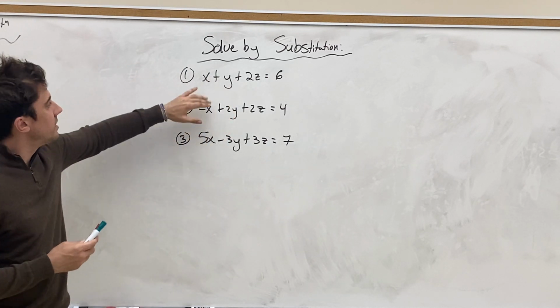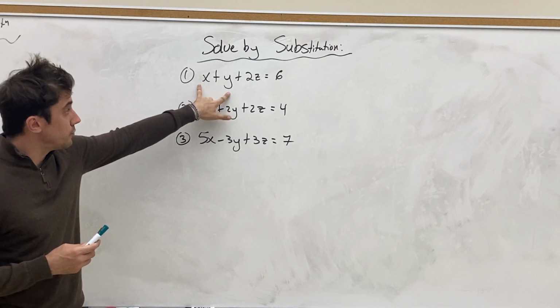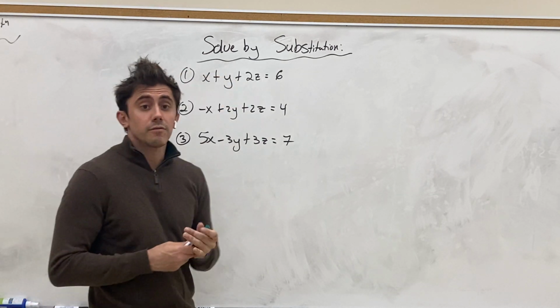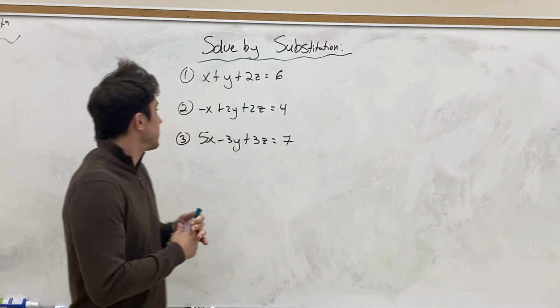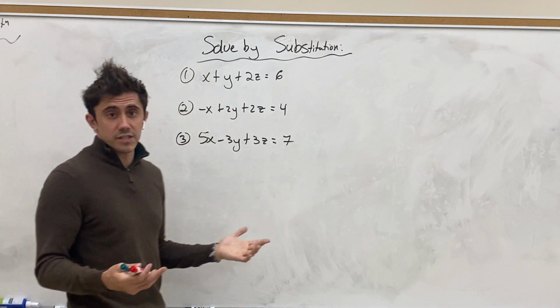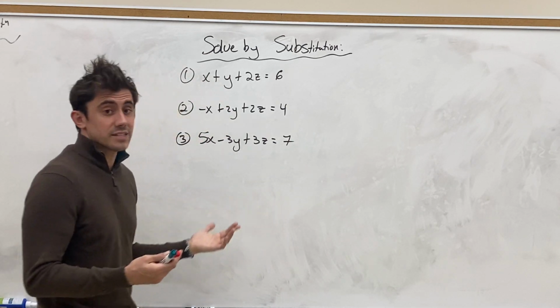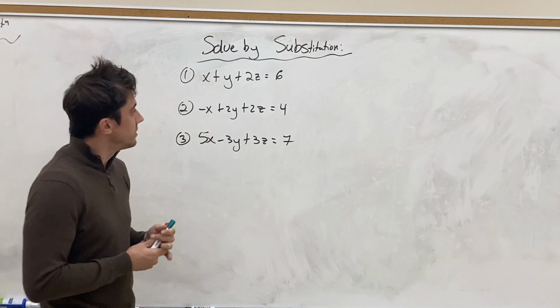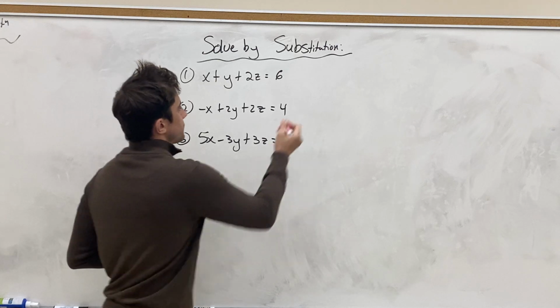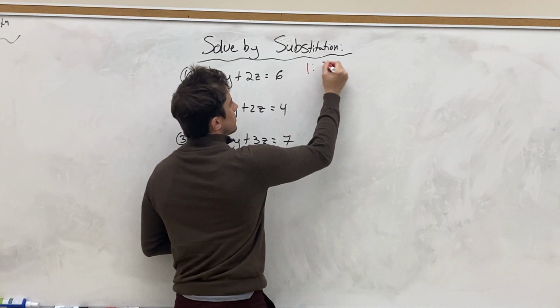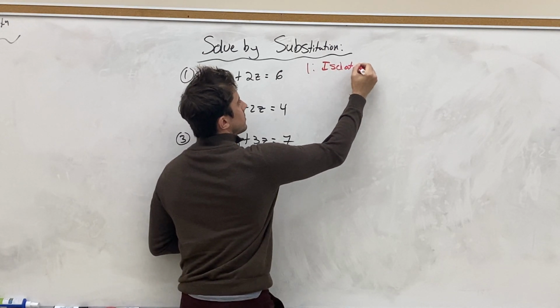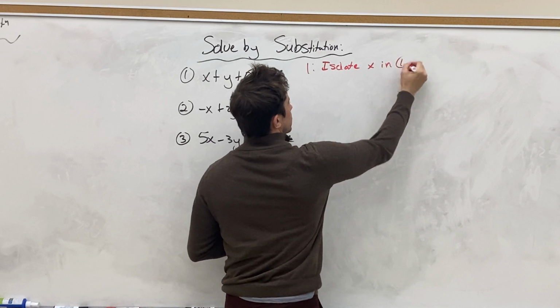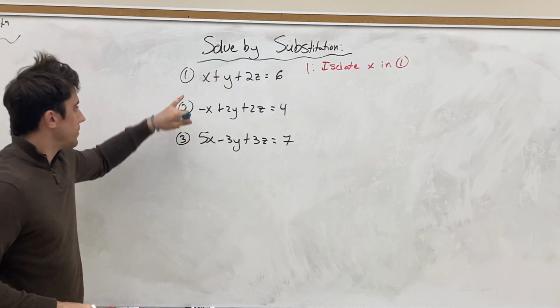So at first glance, our first equation gives us two variables that have a nice coefficient of 1, right? Those are super convenient to isolate, and so it's really just up to us which variable we want to isolate. It really doesn't matter which one we pick. I'm going to pick arbitrarily the x. So step 1, let's isolate x in equation 1. When I circle 1, that means equation 1.